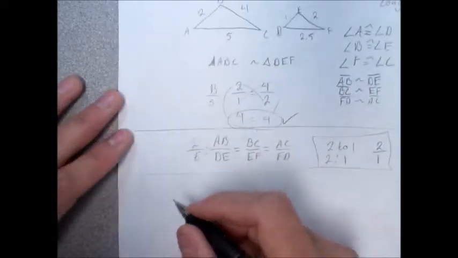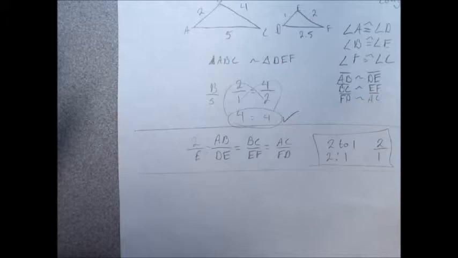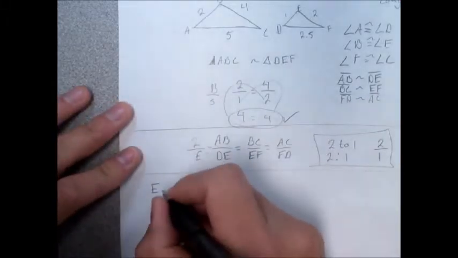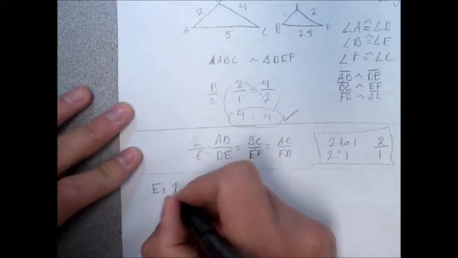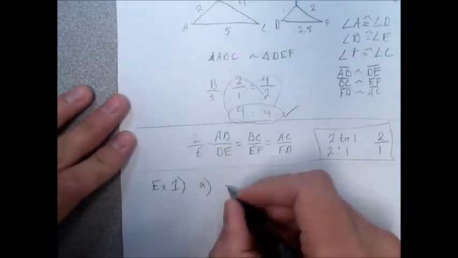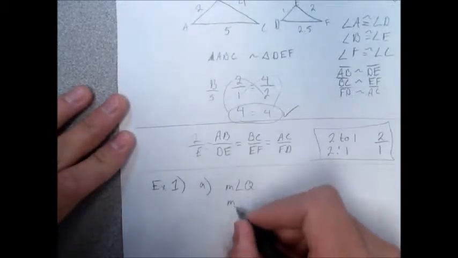Okay, looking at the next page on example 1, we're going to start doing these. These don't just apply to triangles, it applies to all figures that are similar. So we can verify their similarities by simply looking at their angle measures. If all of their corresponding angles are the same, then it is similar. So example 1A says find the measure of angle Q, so I'm going to write that down, measure of angle Q, and the measure of angle W.